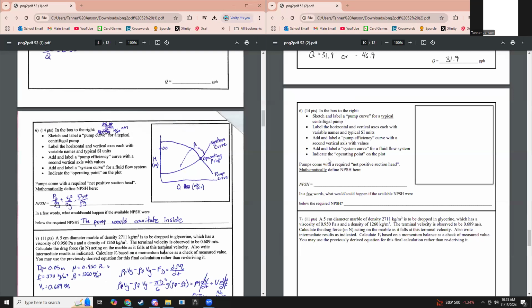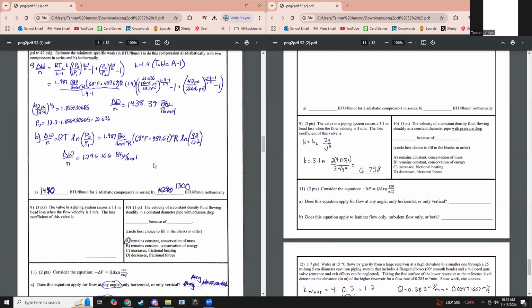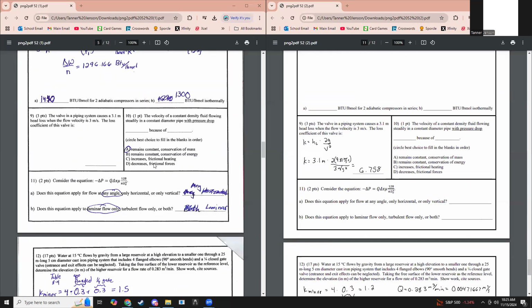Then my next correction was problem 9. Initially, I didn't know how to solve this. When I went back through my notes and looked at this problem, I found the equation of the head loss is equal to the loss coefficient times velocity squared over 2g. I rewrote it in terms of the loss coefficient, and then I just solved for the value.